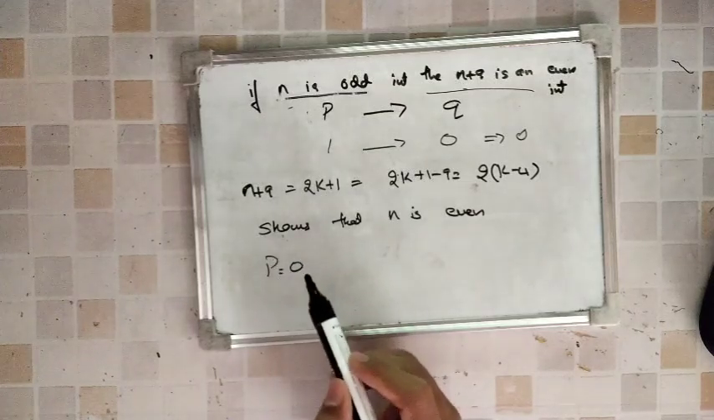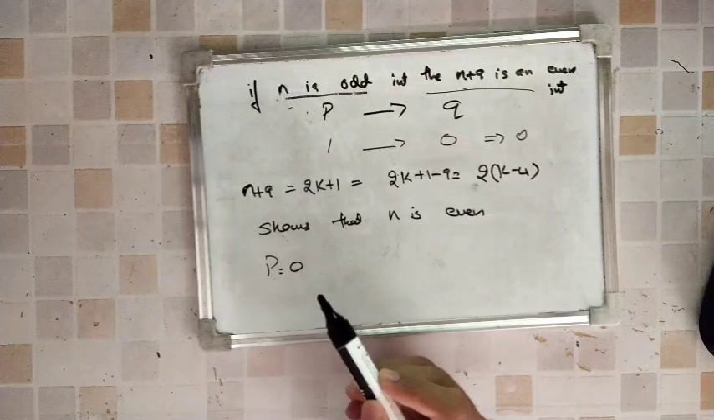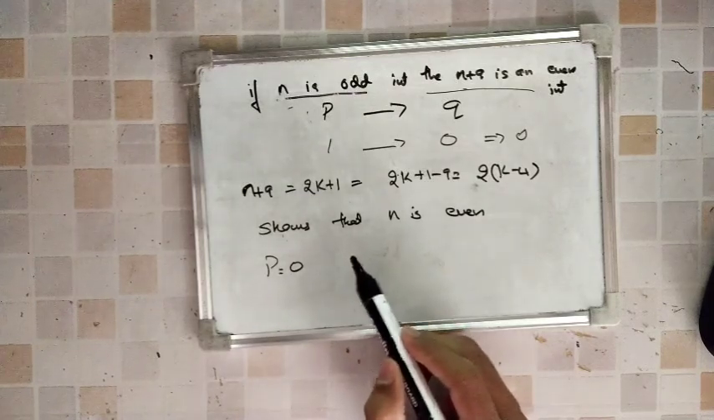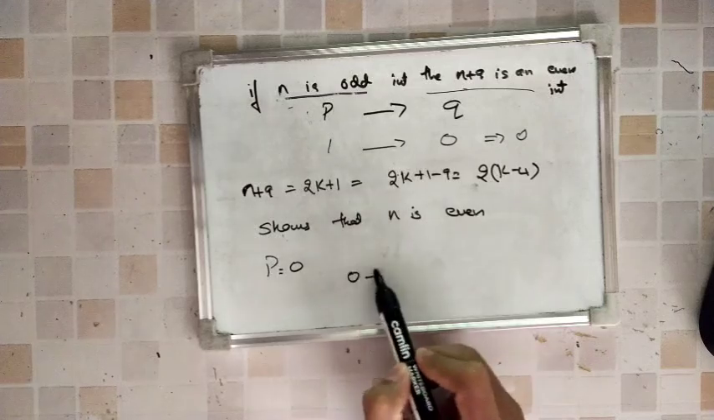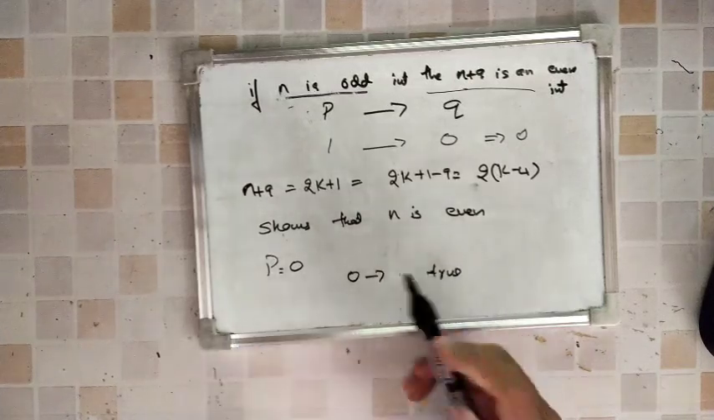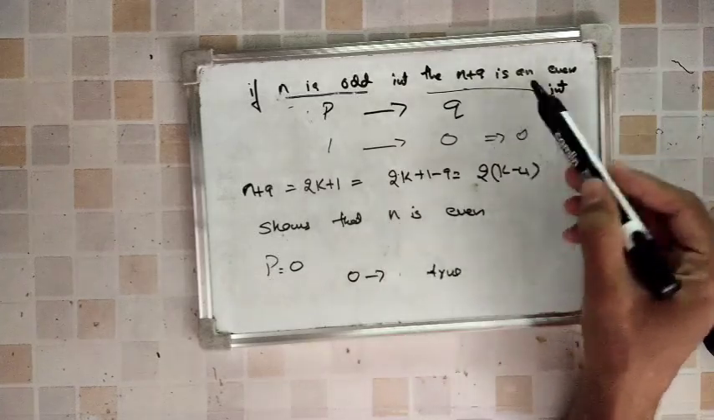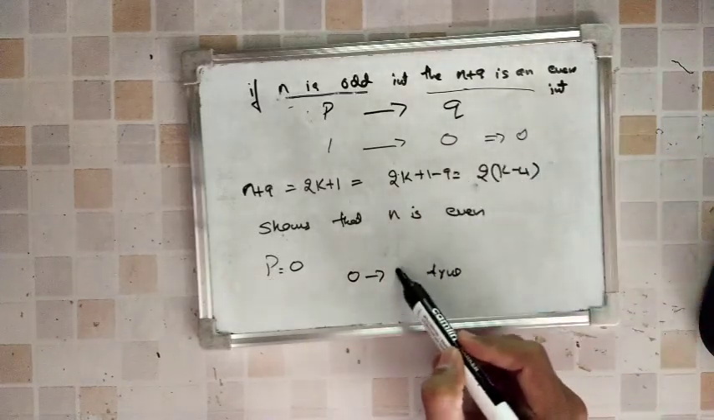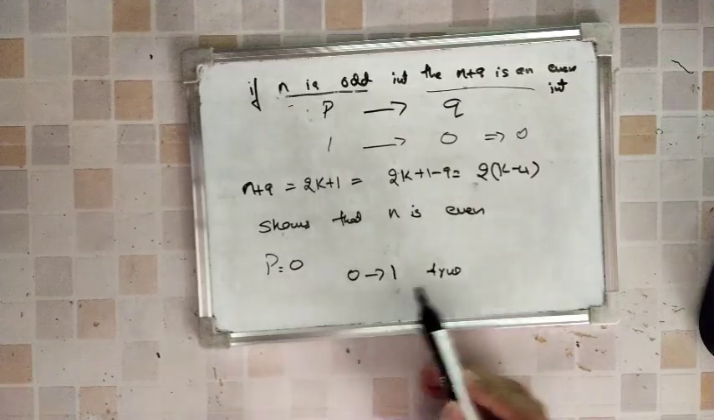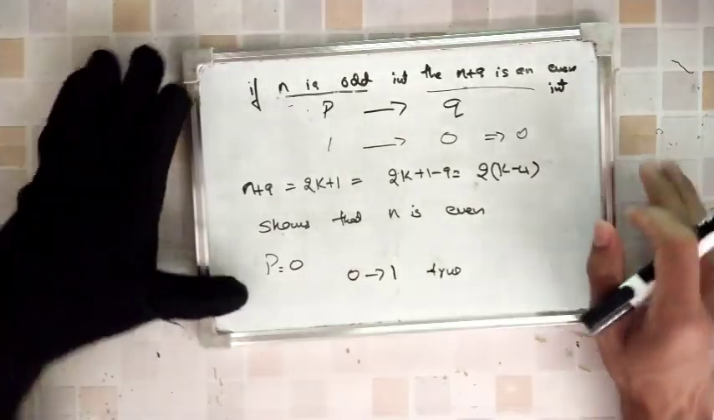So from this statement, this contradicts the assumption that n is odd. Therefore I can say that the given statement is true, which means 0 implies 0 is true, right? Or even if I take this as an even integer, I assumed it as odd, but I am assuming here even. So 0 implies 1 is nothing but true itself, like that I am just doing.